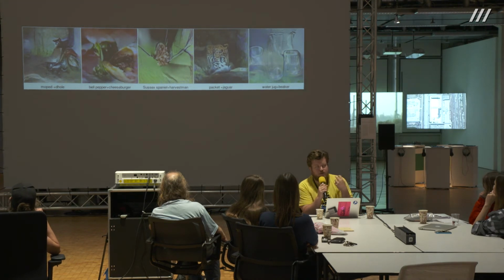For example, packet plus jaguar, I think is quite nice. I just combined random classes that were available in ImageNet, which is this visual database to train image recognition networks on. Sometimes the combination is quite logical, like bell pepper and cheeseburger. But sometimes it's a waffle iron and Pekingese, like the dog. Shovel and megalith. A few beautiful abstract paintings come out of throwing these visual concepts into a blender together.